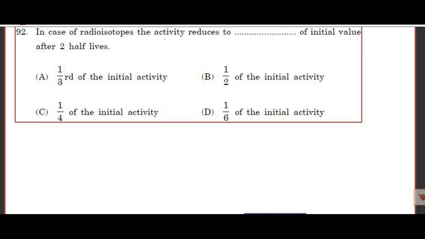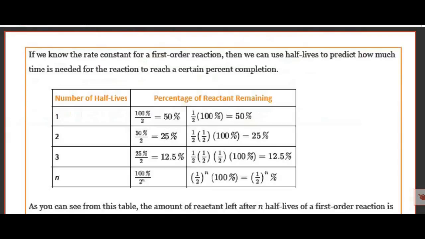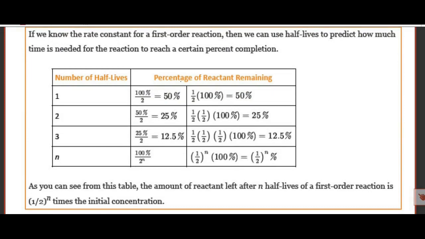In case of a radioisotope, the activity reduces to dash of the initial value after 2 half-lives. The options are 1/3, 1/2, 1/4 and 1/6. Here, let us consider the initial activity as 1. A equal to 1. After 1 half-life, it is reduced to 1/2. And after another half-life, that is the second half-life, it is reduced to 1/4. So the answer is 1/4.